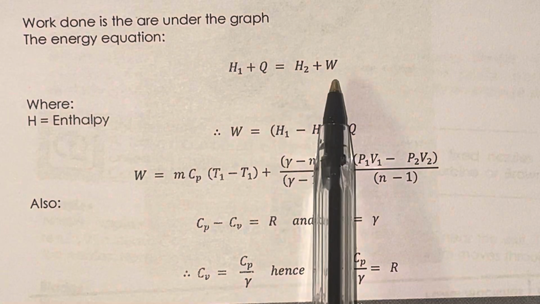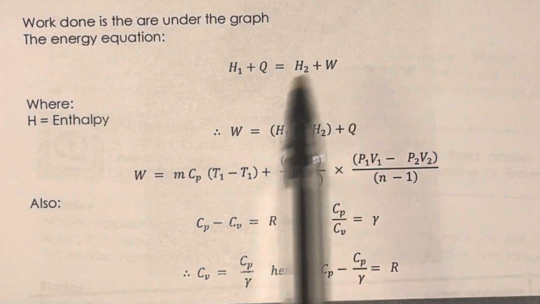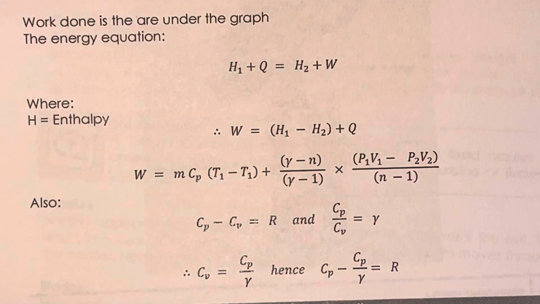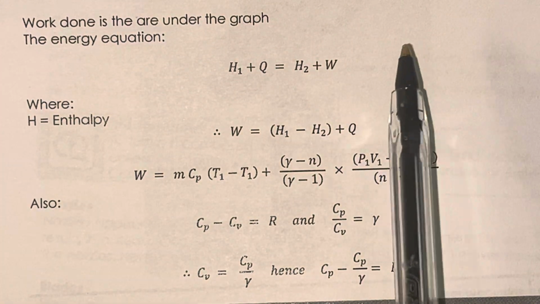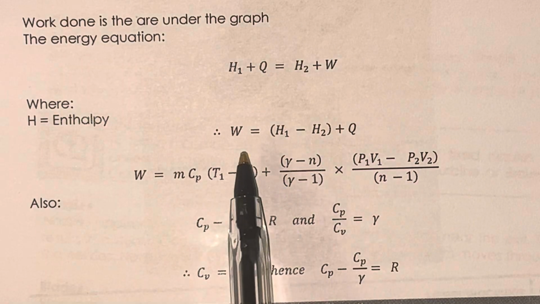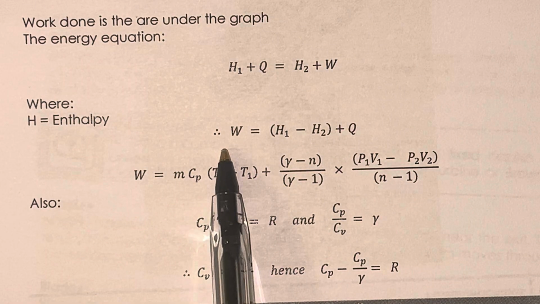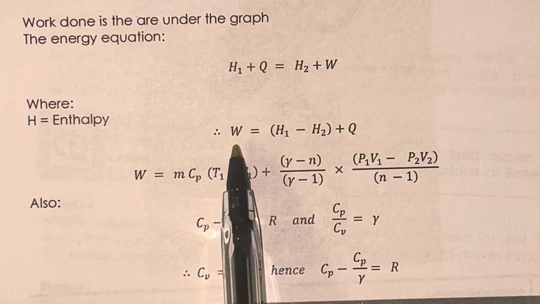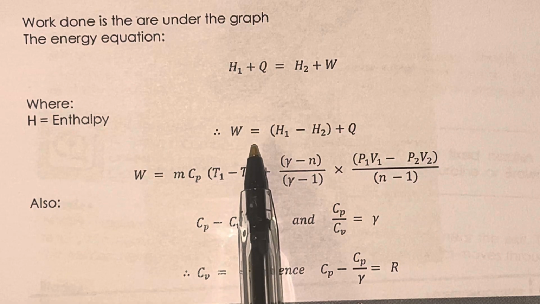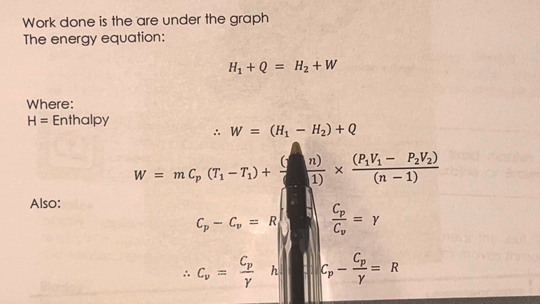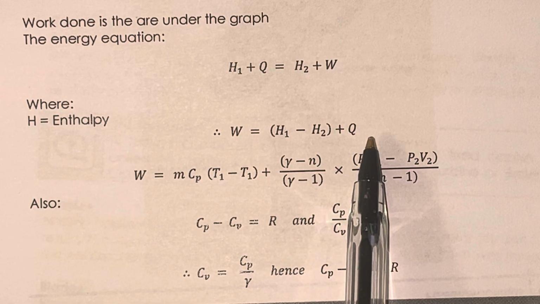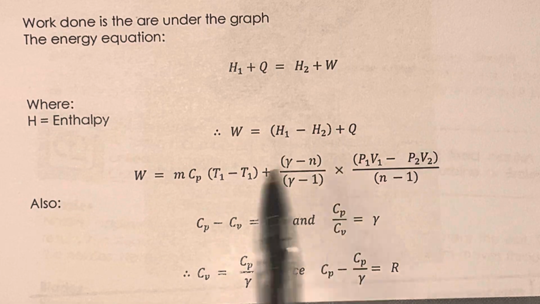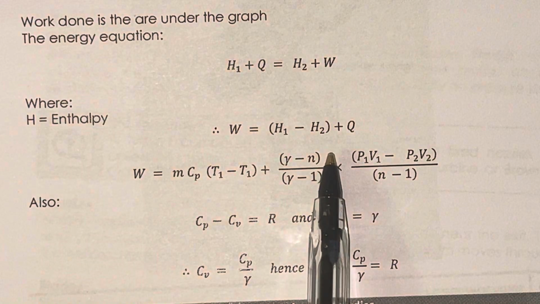Q is heat, W is work, and H is what is referred to as enthalpy. Therefore, work is equal to the change in enthalpy plus heat. Change in enthalpy simply means H1 minus H2.